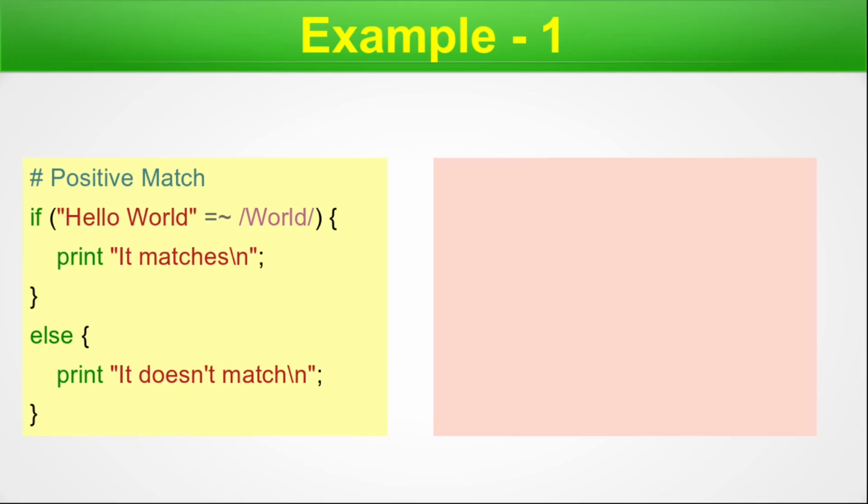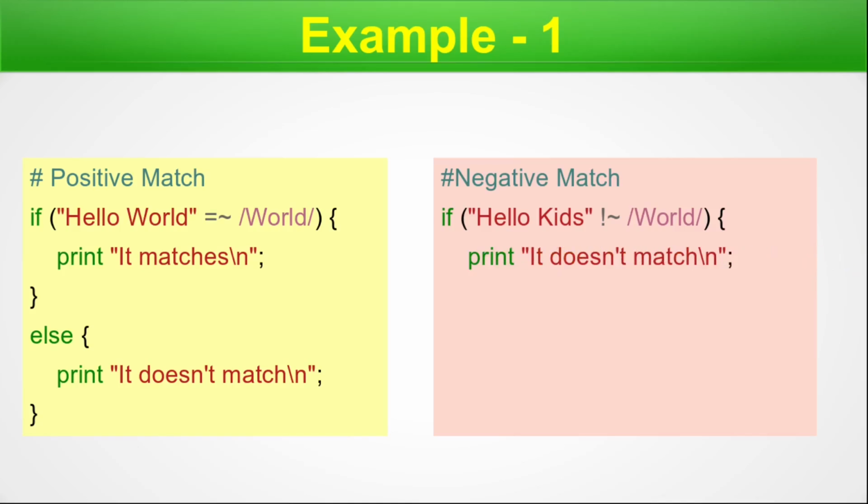We have explicitly mentioned the string hello world, and by the condition we know the if block will be executed. Now this is a positive type of match. If we want to do a negative match, how would we do that? If hello kids, then bang tilde, then within the double slash we have world. This means the string on the left hand side does not match world, so it will return true. The if is executed only when it is true. In this case it doesn't match, because visually we know hello kids and world do not match, so the if will be executed.